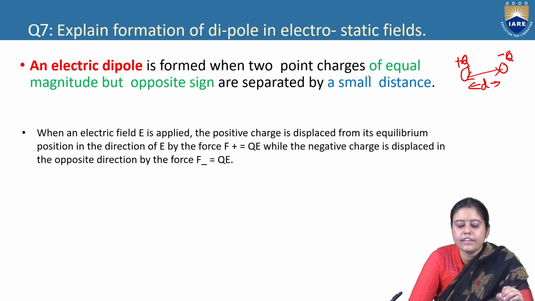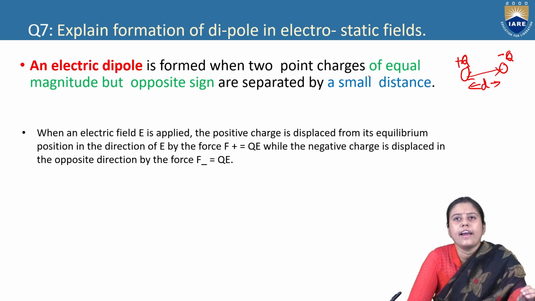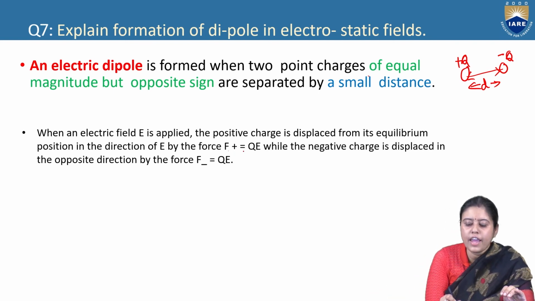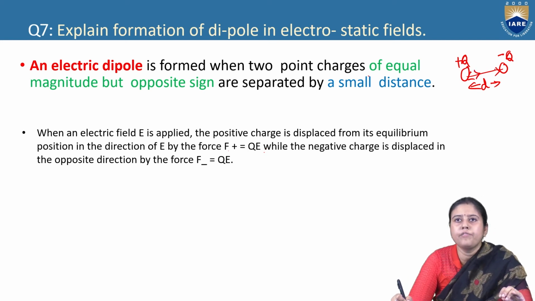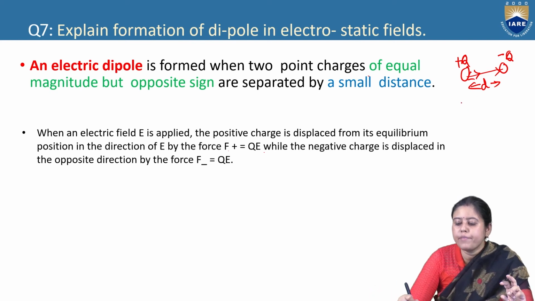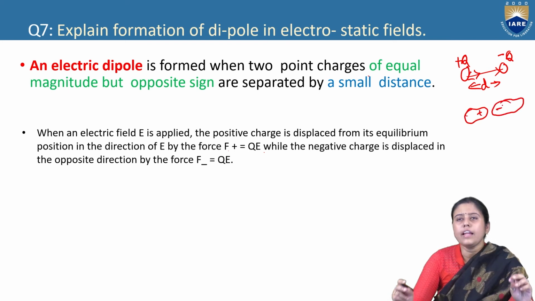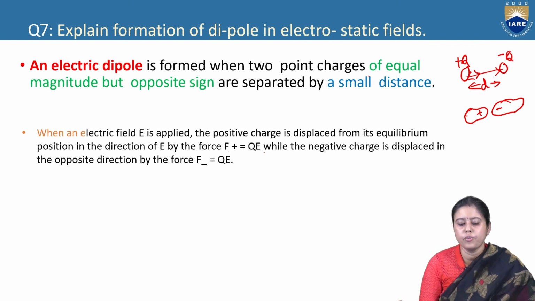So when an electric field E is applied, the positive charge is displaced from its equilibrium position in the direction of E by the force F is equal to plus QE. It will attract the negative charge. Similarly, the negative charge will attract the positive charge with the force minus QE. As a result, what will happen? Both charges will be deformed like this, and this thing is known as the dipole.